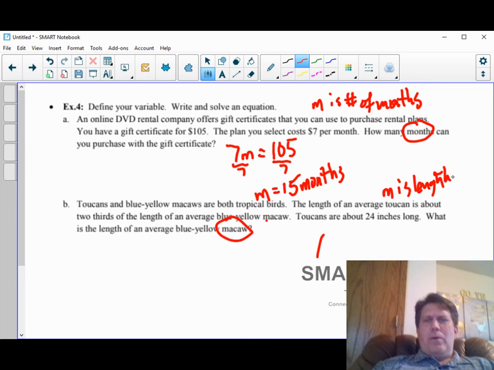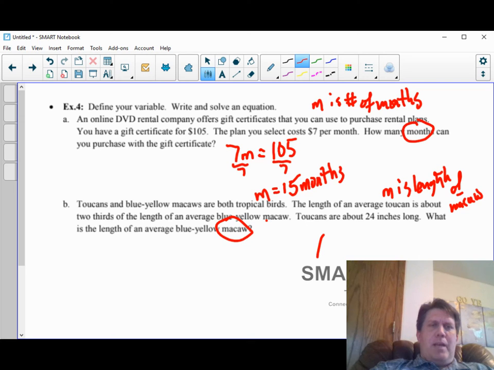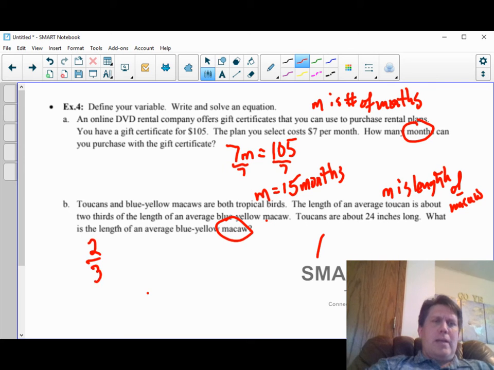And you might say, well, how do you know which one is your variable? It's always what the question is. It's asking what is the length of the macaw. So I'm going to use M for that. But then I'm going to reread this. The length of a toucan is 2/3 the length of a macaw.